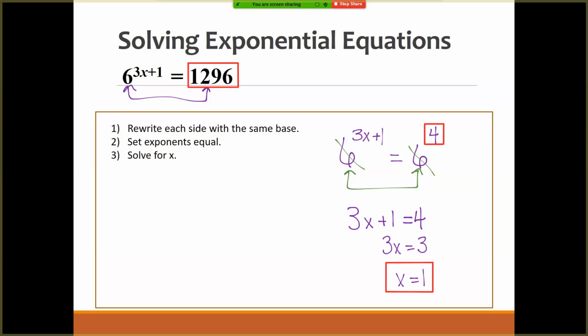Questions on this one? So we rewrote the right side so that it had a base that matched the left side. Set our exponents equal, then we went ahead and solved for x.